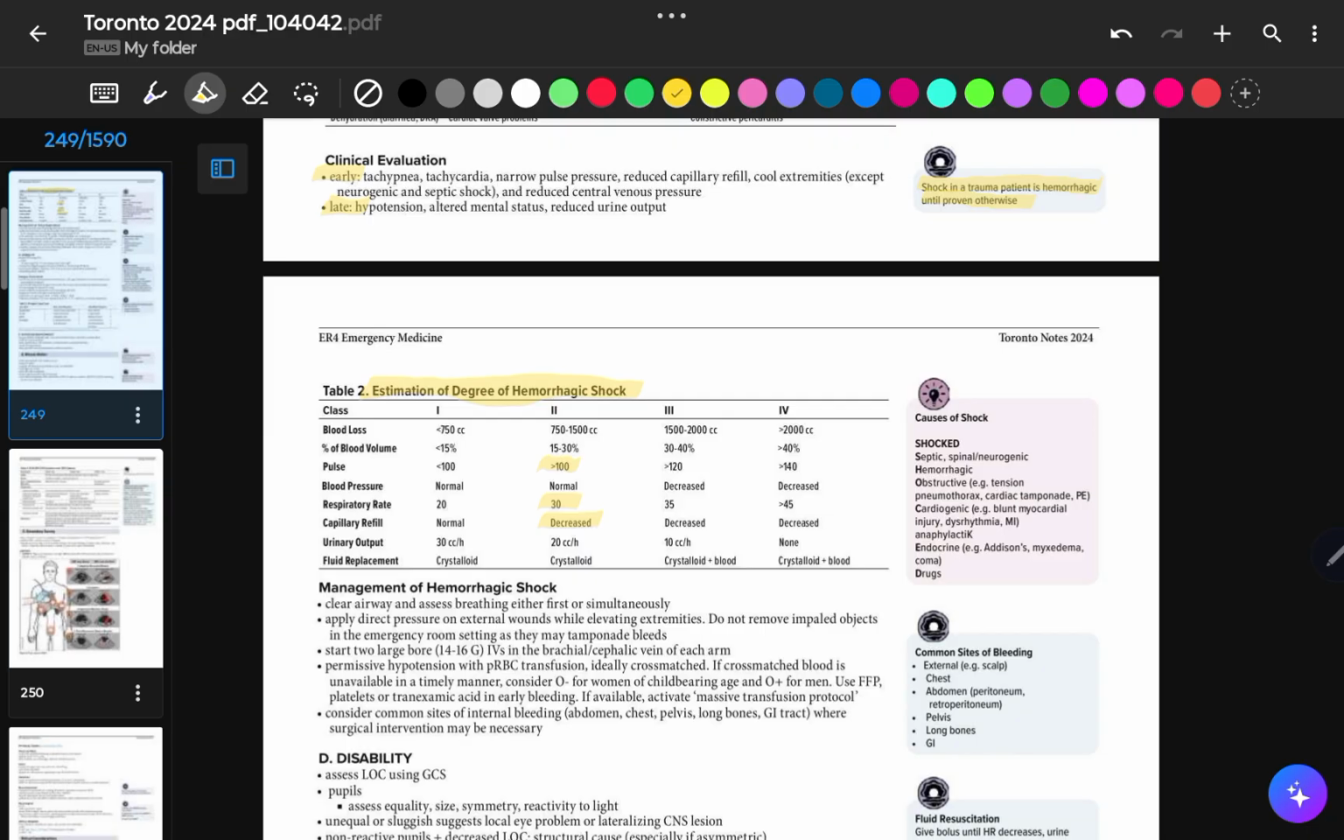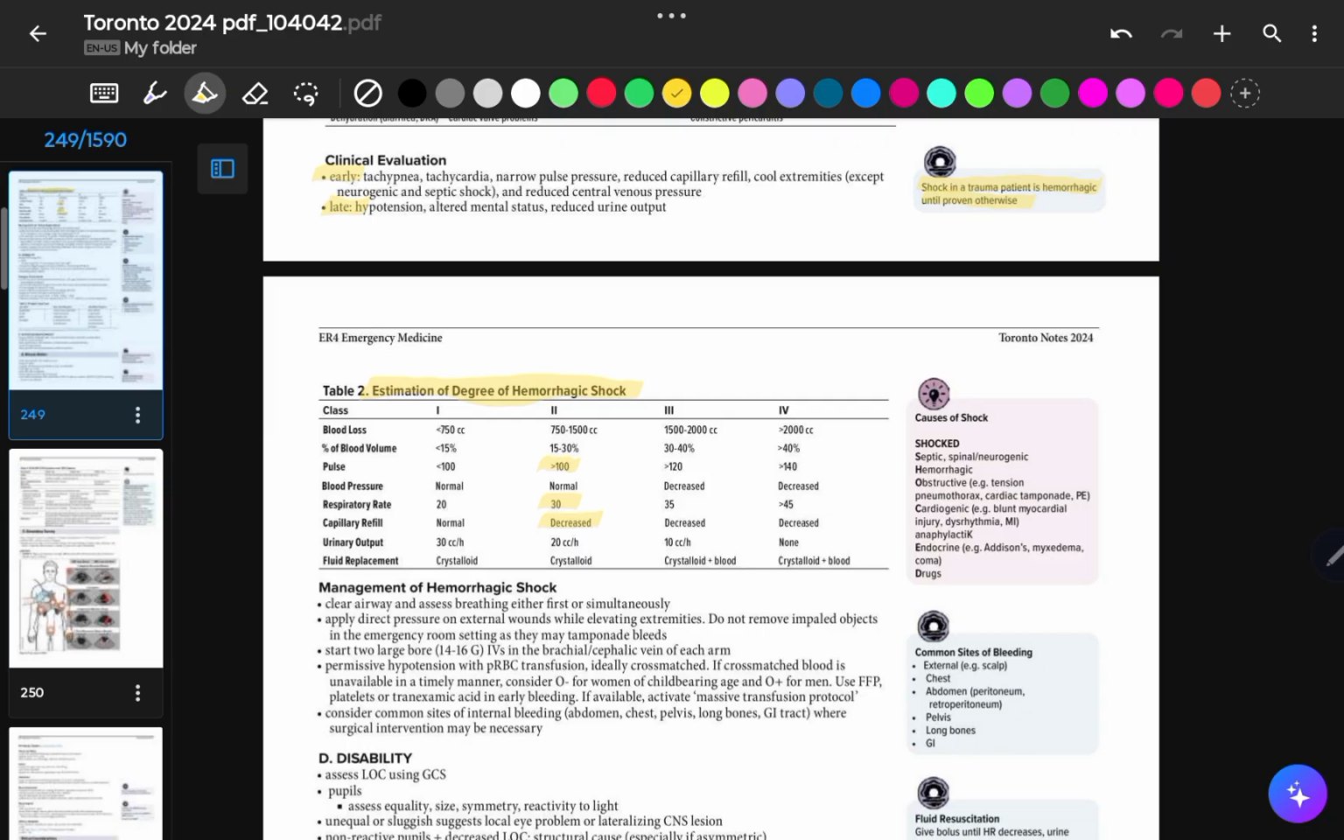Now class 3, blood loss is between 1500 to 2000, which is 2000 mL or cc. They are obviously going to have signs of early shock, and then they are also going to have signs of late shock. So what are those? They're going to have increased pulse. So remember, they start presenting late signs of shock if they have a class 3, right? If it's a class 3.